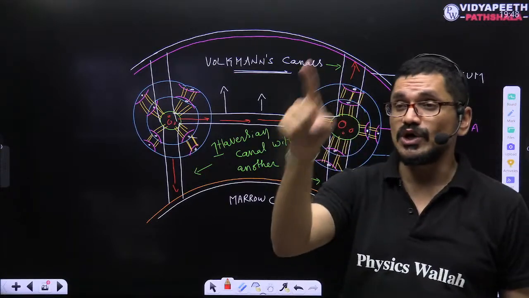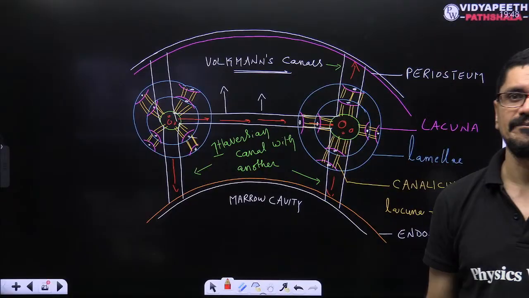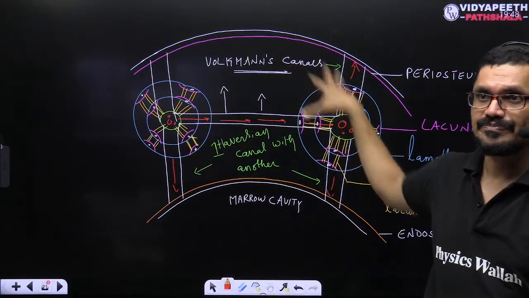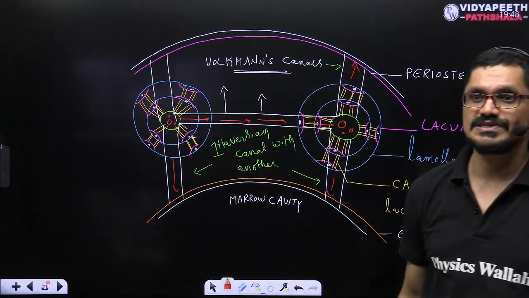That's why I told you bone is highly vascular. Bone has a heavy blood supply. All the nutrients will be given to all the areas of the bone because of these Haversian canals and because of this Volkmann's canal. Am I clear?